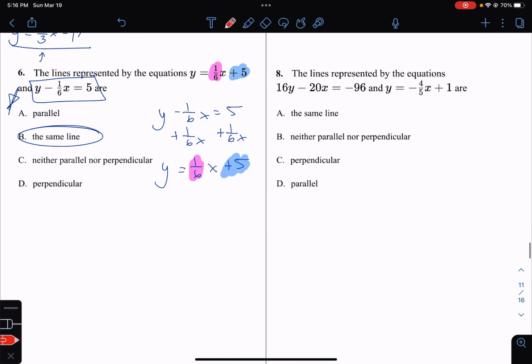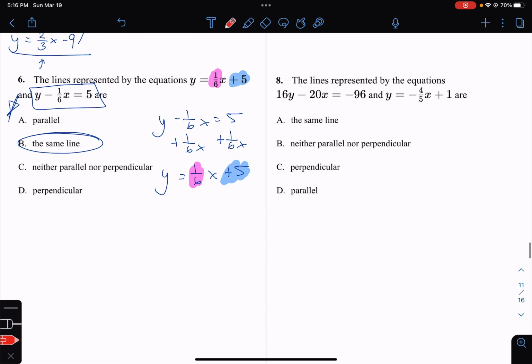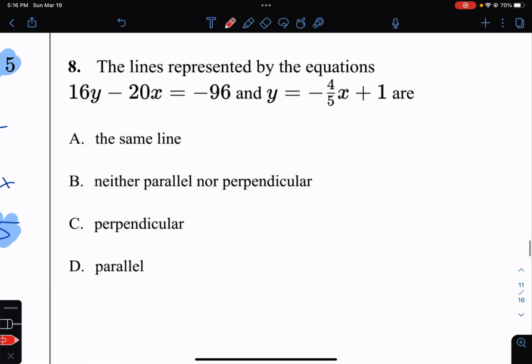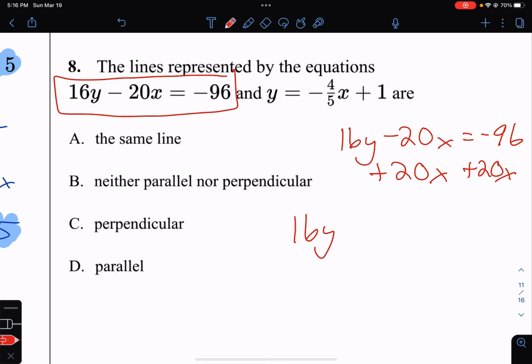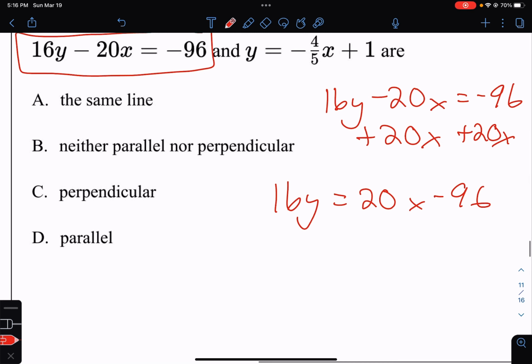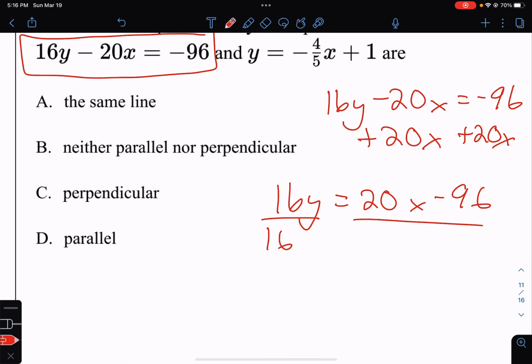All right. Last one here. So let's take a look at this one. We've got 16y minus 20x equals negative 96. So the first thing we need to do here is solve for y. So I'm going to add 20x to both sides, and I get 16y equals 20x minus 96. And I'm going to divide everything by 16.